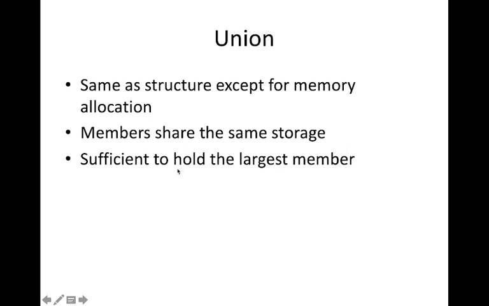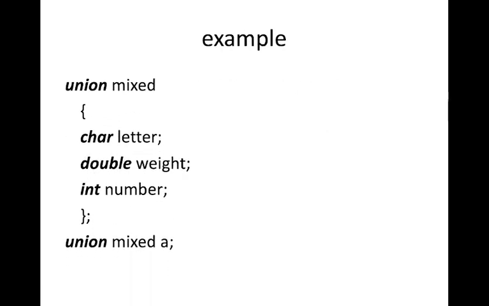The storage will be sufficient to hold the largest member. So what it does is, it will allocate the storage such that the largest member in the union can hold its size. If you take an example, the only difference is, instead of struct you have to use the keyword union. The others are the same. The tag, the structure declaration, or typedef, everything can be used as such. Everything you have studied in structure can be used as such. Only difference, you have to use the keyword union.